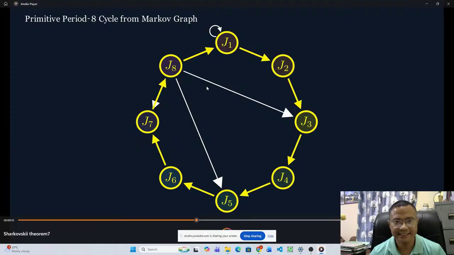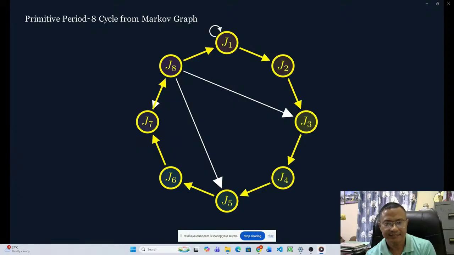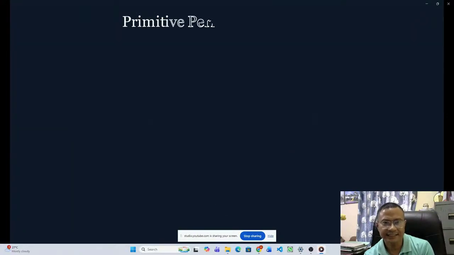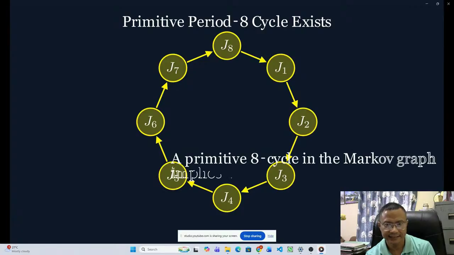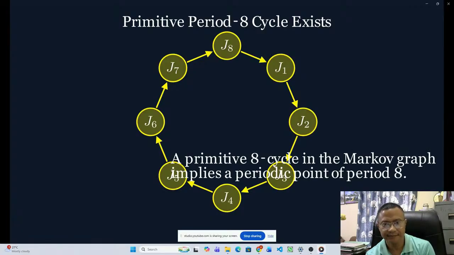So it guarantees the existence of a periodic point of period I. That is the thing. So a primitive cycle of period I exists. Therefore, there exists a periodic point of period I that directly comes from the Markov graph, this primitive cycle.